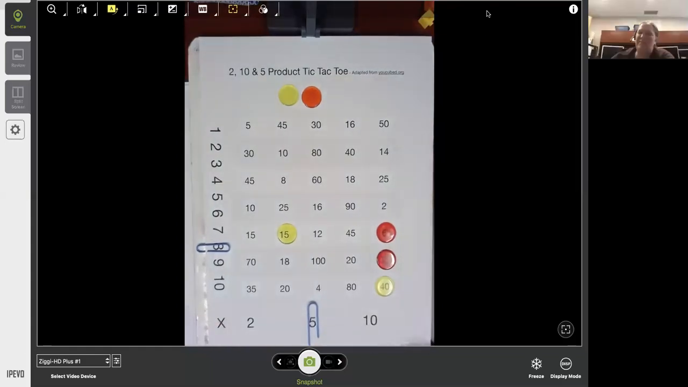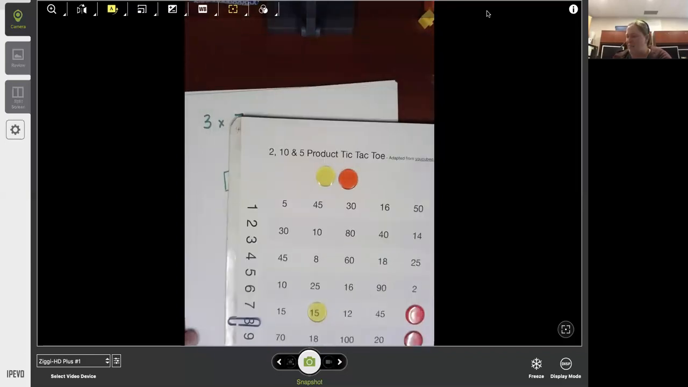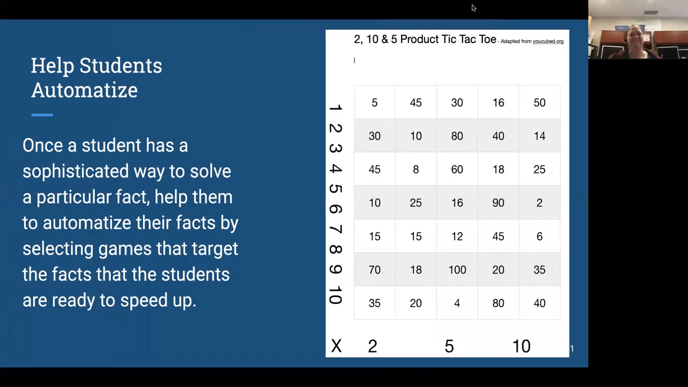So they can play it collaboratively or they can play it competitively, which is always, in my opinion, a sign of a good game, because then even your kids who don't like competition can enjoy it. Anyway, we can put some copies of that one in the show notes. This one that I've made, because it just has 2, 5, and 10, this is for early facts, really solidifying those so that they become automatic.